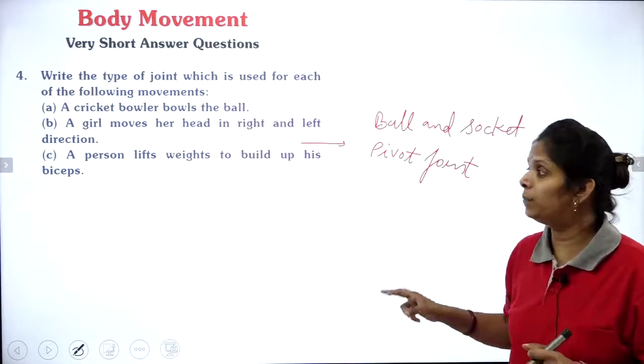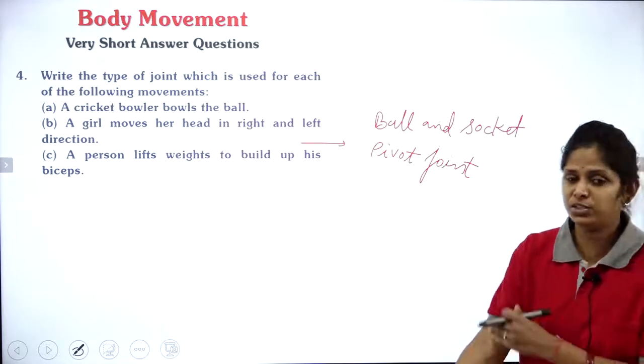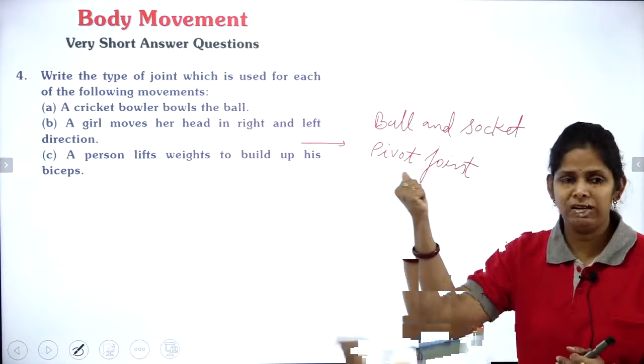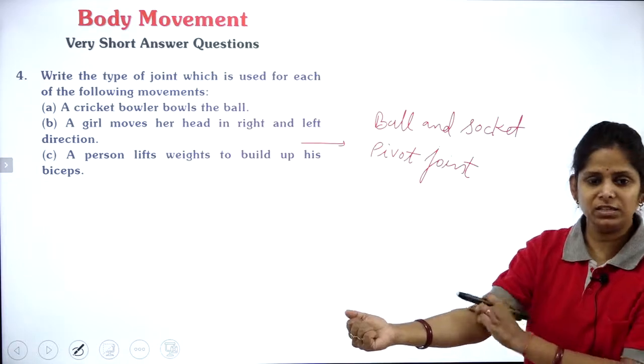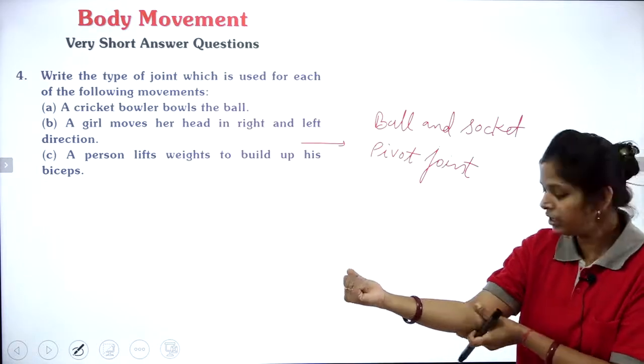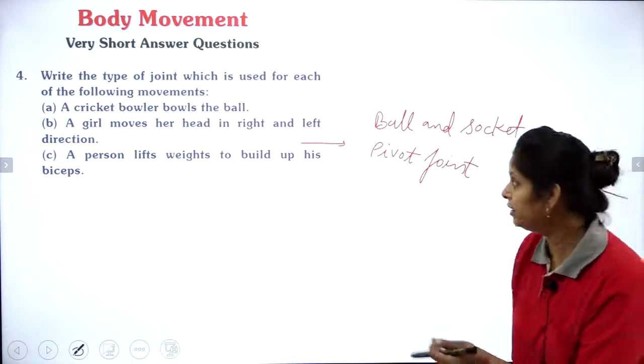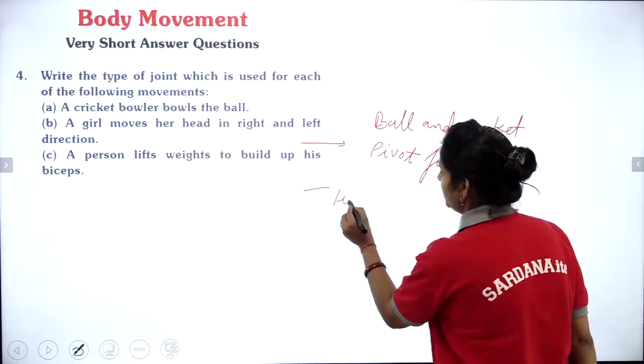Then after, next question, match the names of the animals given in column 1 with their body parts used for movement given in column 2. Column 1, you can see here: human being, cow, snake, eagle and fish.